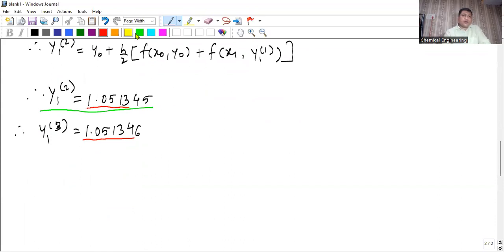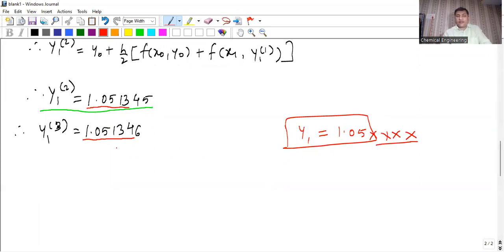Okay, so you can see earlier the value y1 that we got by Euler method is 1.05, and this is the value we have obtained by the modified Euler method, or Euler's modified method. That is more accurate. So here there was an error, but now we have improved and removed that error. So this answer is the most accurate answer.